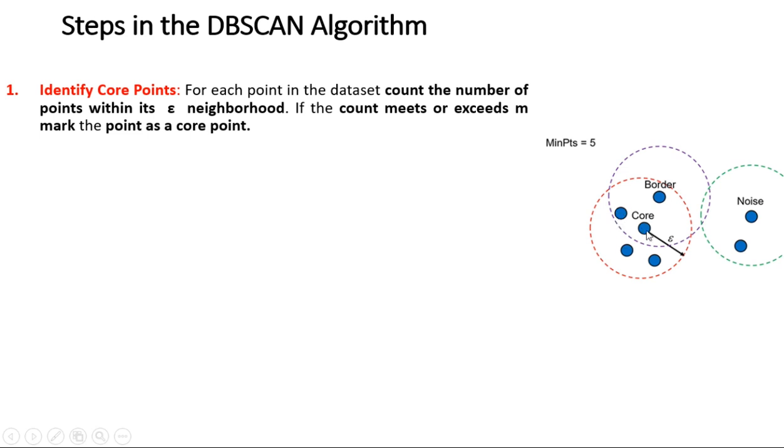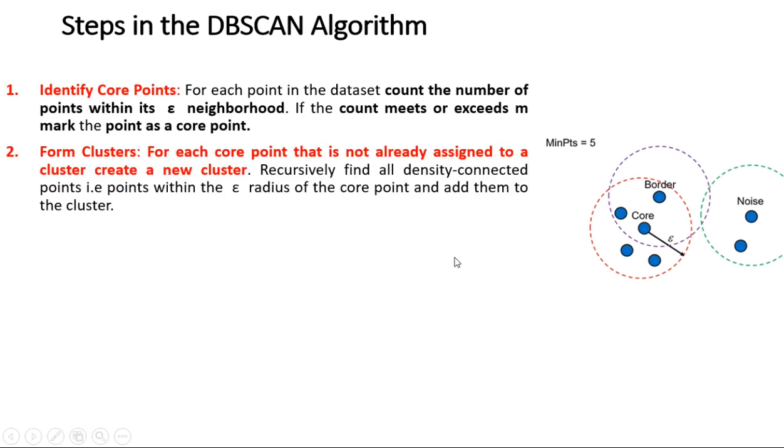Now how do I say which is the core point, which is going to be the center of my cluster? For that I have to count the number of points within the neighborhood. I have to find the distance from here to here, here to here, and again from this one to the rest. If the count meets or exceeds the value of m, I take that as a core point. So from this diagram I will take this circle as the core point.